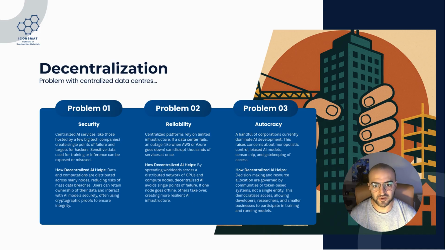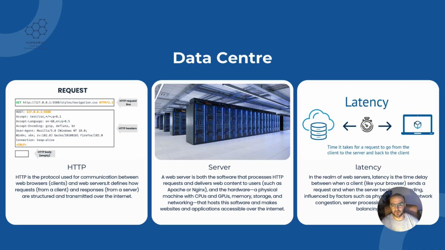This raises concerns about monopolistic control, biased AI models, censorship, and gatekeeping of access. How decentralized AI helps is that its decision making and resource allocation are governed by communities or token based systems, not a single entity. This democratizes access, allowing developers, researchers, and smaller businesses to participate in training and running models. So, yeah, decentralization would address all these three issues, and it is why it is really important for us.